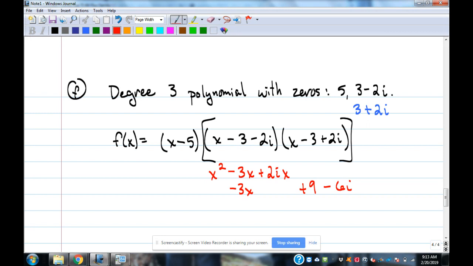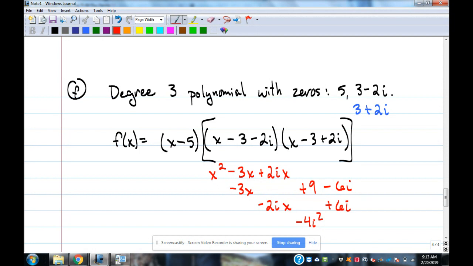The next thing is to multiply negative 2i times everything there. So negative 2ix. And then positive 6i. And then negative 2i times positive 2i would be negative 4i squared. And I put that underneath the 9 because what does i squared become?